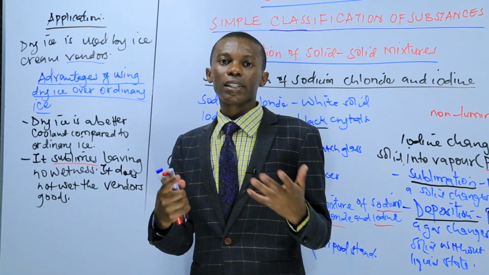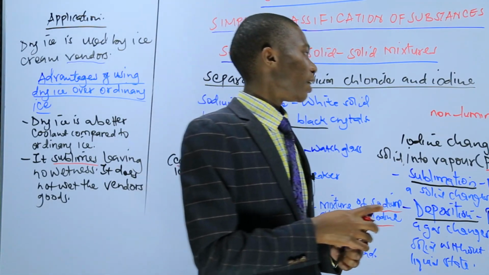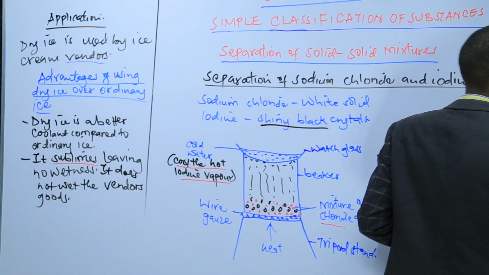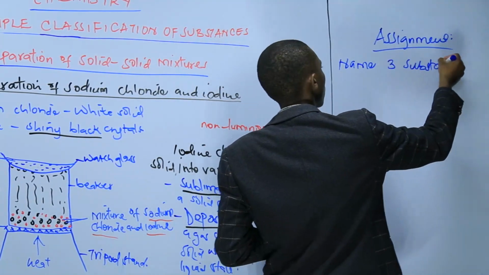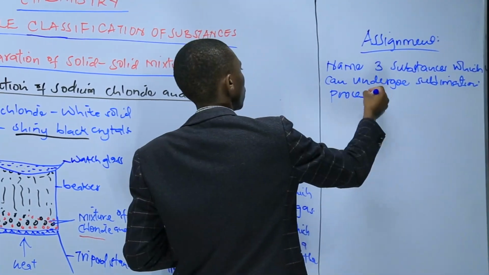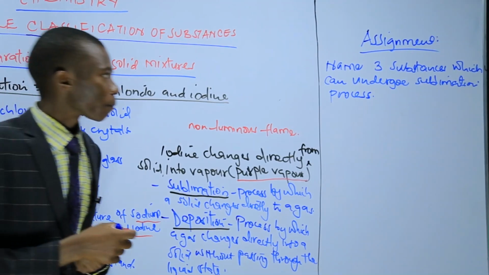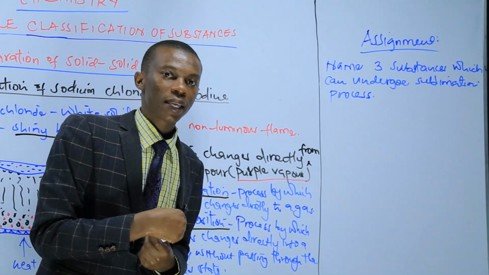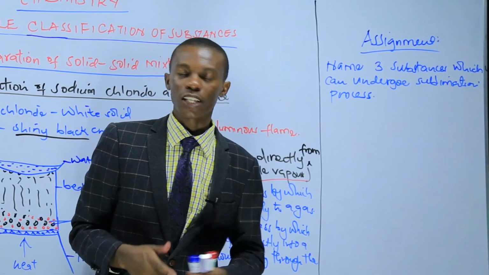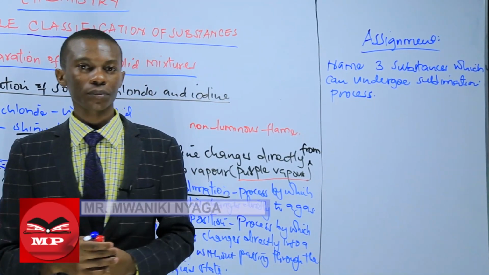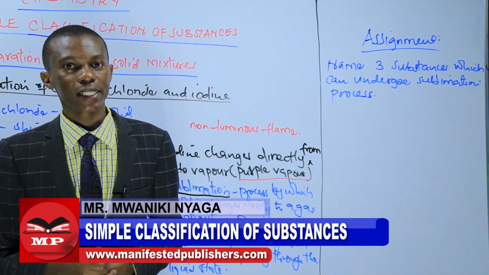And therefore, that brings us to the end of our lesson today. But before we end, I want to leave you with this assignment. Name 3 substances which can undergo the sublimation process. We have named them. Then ensure that you've done that before we meet in the next lesson. In the next lesson, we'll be discussing separation of solid-liquid mixtures.